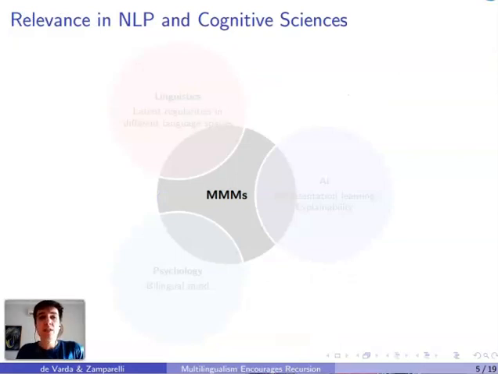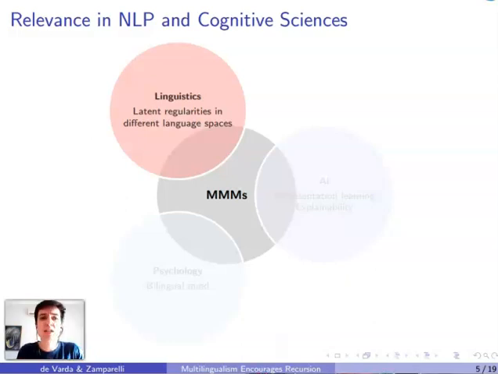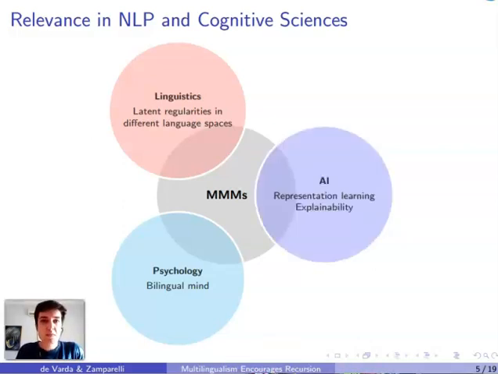These models are relevant in NLP and in cognitive sciences. For instance, from a linguistic standpoint, they could inform us on the presence of latent regularities in different language spaces. Then, from a psychological perspective, the study of the representations of different languages in a single model is reminiscent of the debate on the cognitive underpinnings of different languages in the bilingual brain. And the study of their behavior is, of course, related to different subfields of AI research, such as representation learning and explainable AI in general.